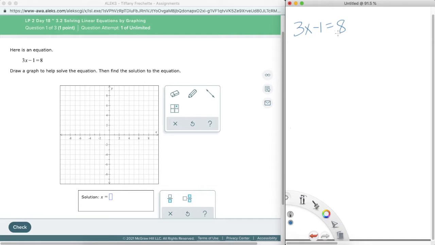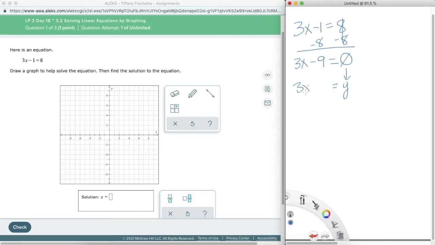So 8's all by itself, I'm going to move it over to this side. So now I have 3x, negative 1 minus 8, that's negative 9. Remember, I had negative 1 and I went 8 more negative. Positive 8 minus 8, that cancels out down to 0. So this can also be rewritten as y.